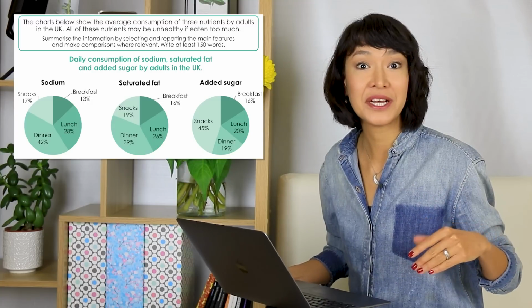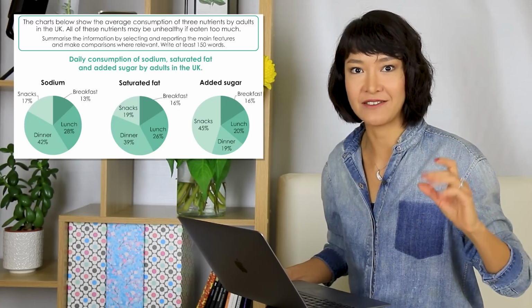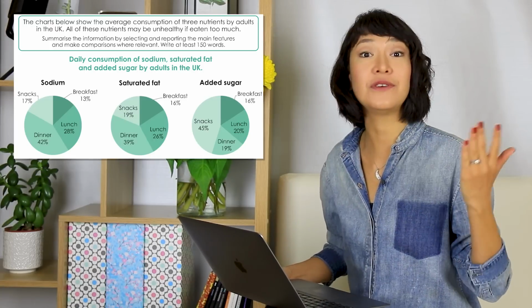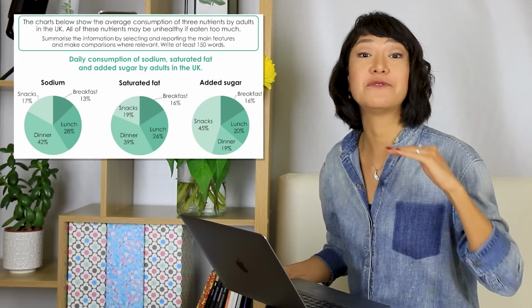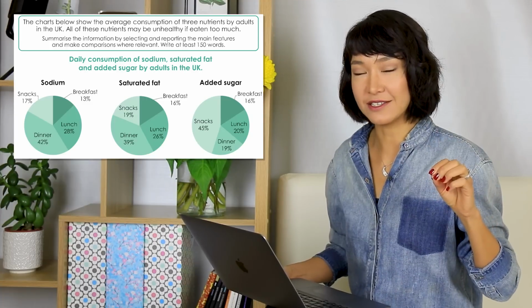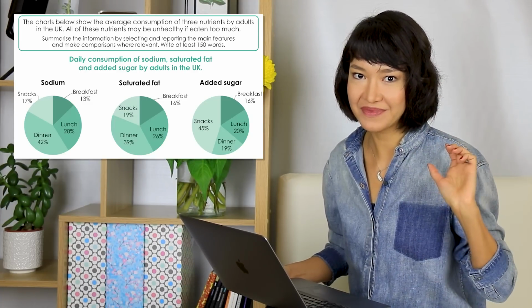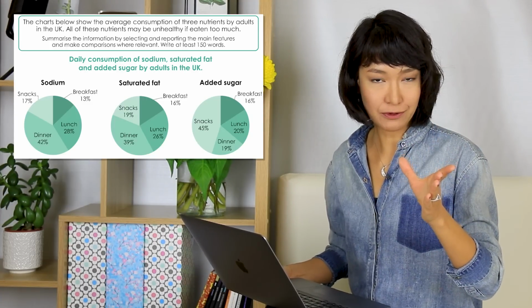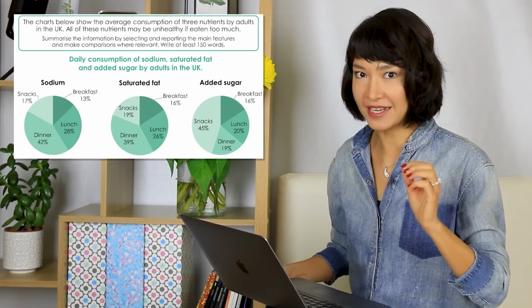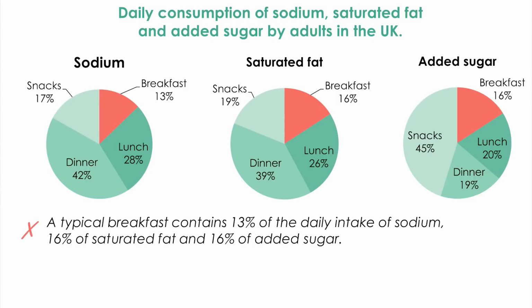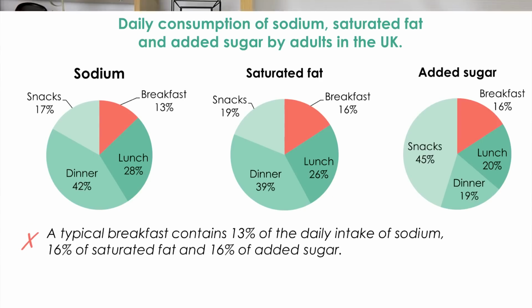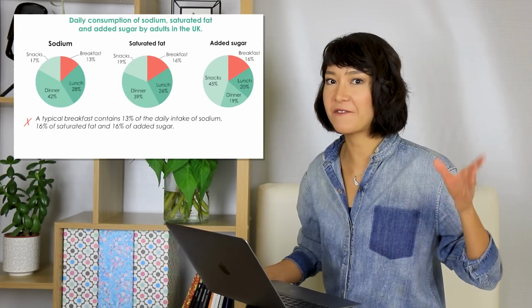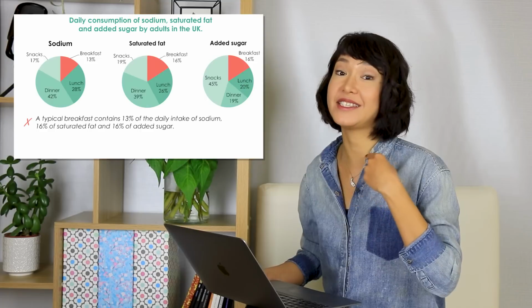So what I'm doing now is I'm providing every detail, I'm describing every number. Doing that in your report is wrong. It will limit your score. The task is to summarize the information. So let me give you an example to illustrate my point. This is a bad example. A typical breakfast contains 13% of the daily intake of sodium, 16% of saturated fat, and 16% of added sugar. What I did here is I described every number I could find on those charts. This is a bad idea.